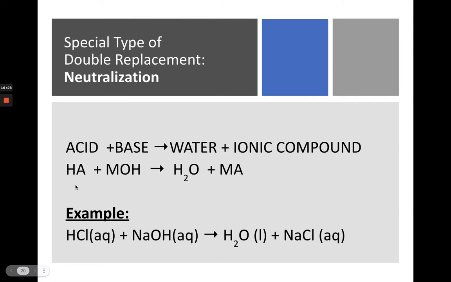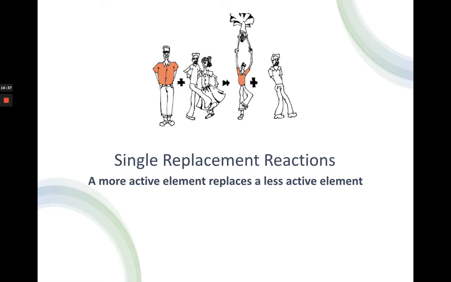We will talk much more about this type of double replacement during our unit on acids and bases, but you should be able to recognize it. All right, final type that we're going to talk about is something called a single replacement reaction. In a single replacement reaction, a more active element replaces a less active element. So let me show you this analogy.